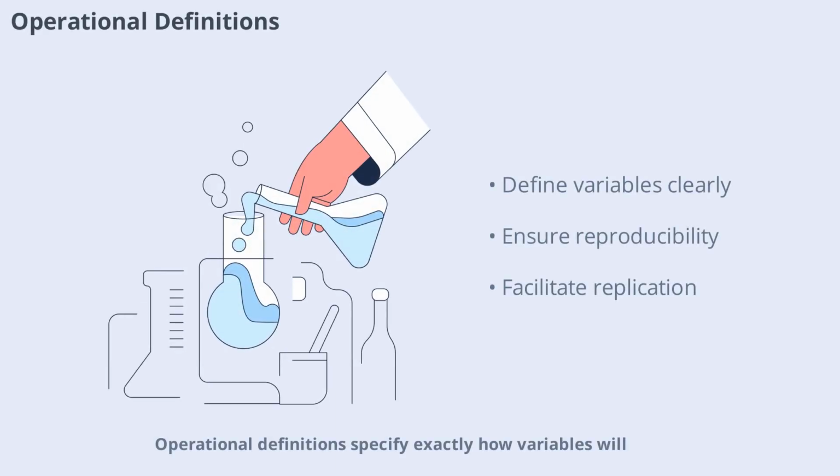Operational definitions specify exactly how variables will be measured or manipulated in a study. For instance, if your hypothesis involves improved health, you need to define what improved health means, perhaps lower blood pressure or reduced symptoms. Clear operational definitions make your research reproducible and ensure that other scientists can understand and replicate your work.